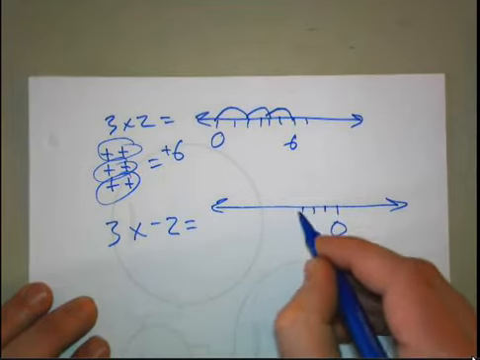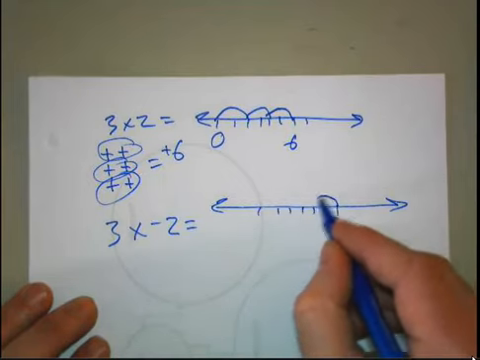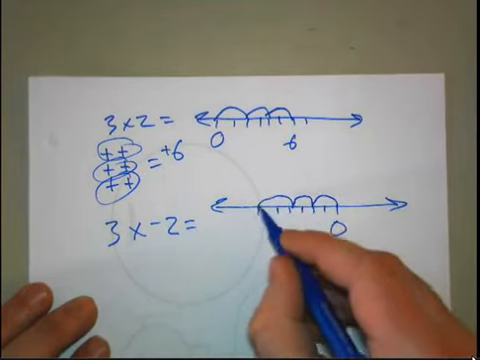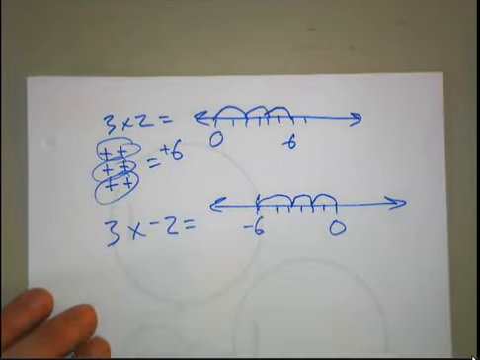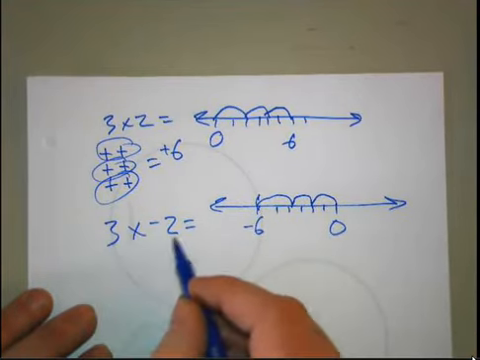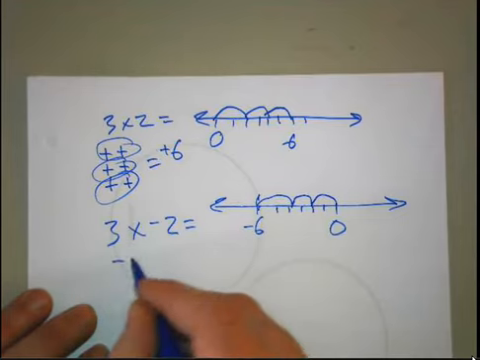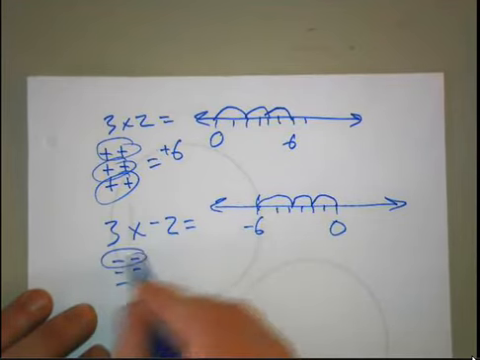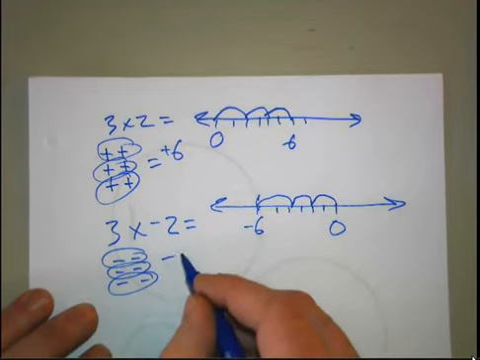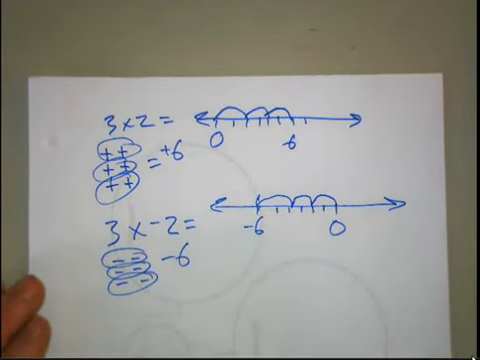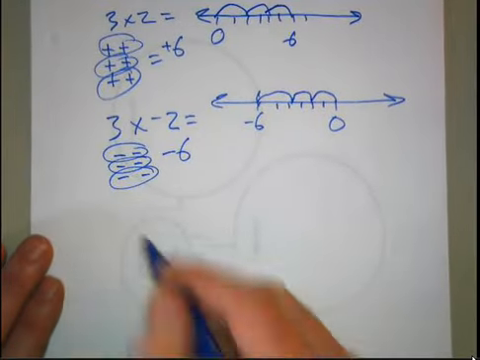0, 1, 2, 3, 4, 5, 6. Negative 2, negative 2, negative 2. And what's my answer? Negative 6. 3 groups of negative 2. I'm putting 3 groups of negative 2. 1 group, 2 groups, 3 groups. What's my answer? Negative 6. Those were the easy ones. The next one's going to be a little more difficult.